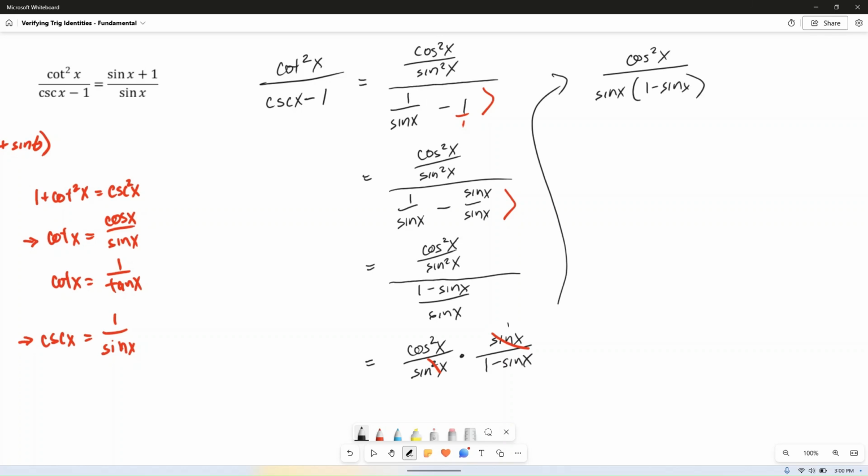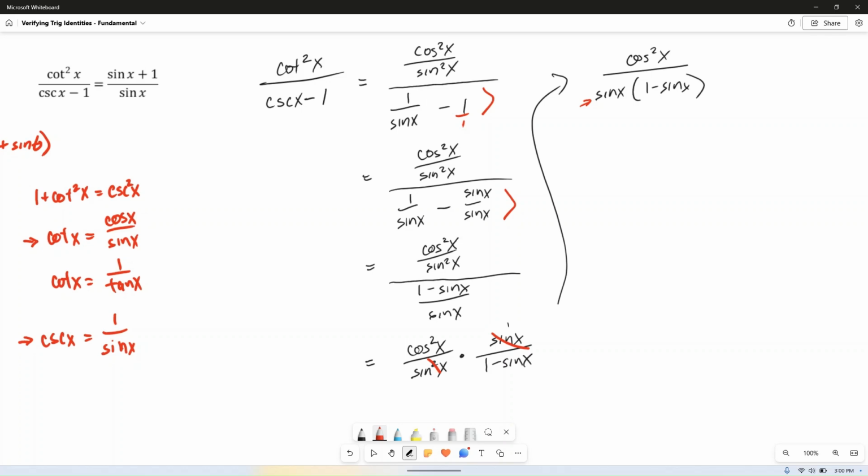Okay, so again, remember, as we're going through this whole problem, we need to be thinking about how not to simplify it completely, but to make it match the other side. So we started with the cotangent squared, the left side of the equation. When I'm done, I want to be able to simplify all this to be sine x plus 1 over sine x. Okay, so looking at what I have right now, I have cosine squared x over a sine x and a 1 minus sine x. I already have the sine x in the denominator, so I don't want to do anything to that. I need to get rid of the 1 minus sine x, though.